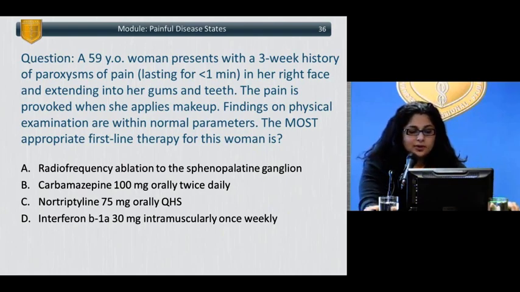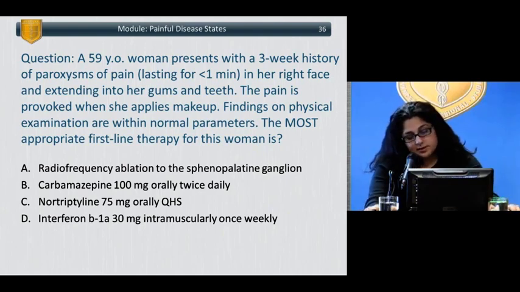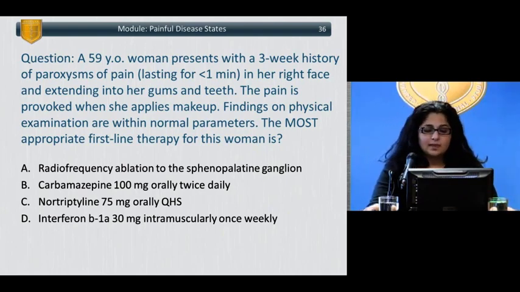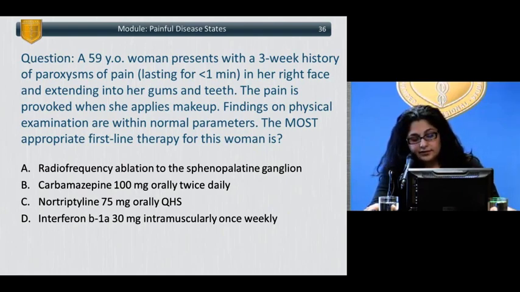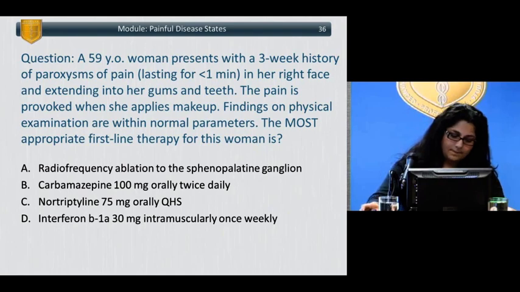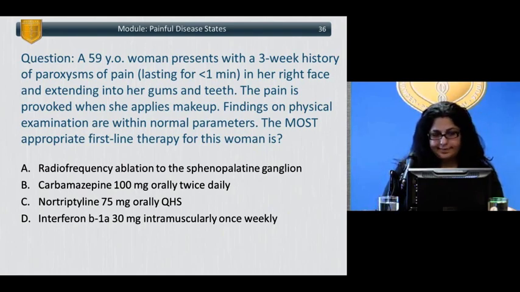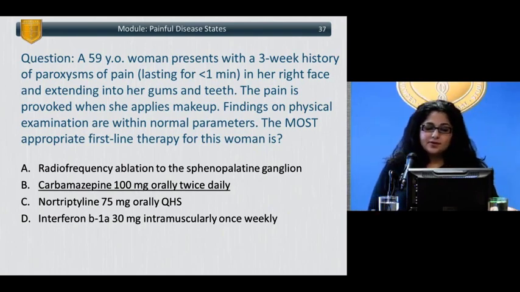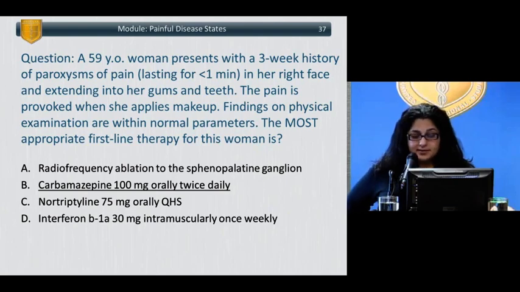A, radiofrequency ablation of the sphenopalatine ganglion. B, carbamazepine 100 milligrams twice a day. C, nortriptyline 75 milligrams every evening. Or D, interferon B1A 30 micrograms intramuscular once a week. The correct answer is B, carbamazepine.